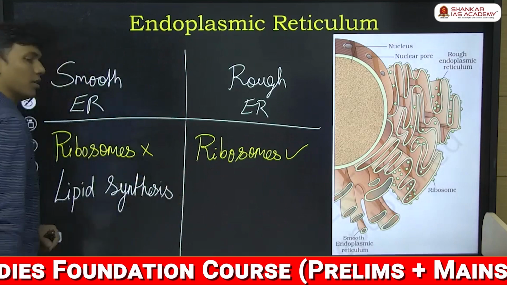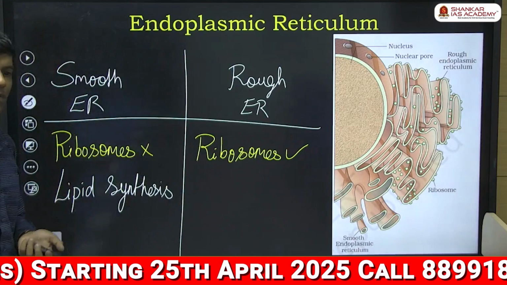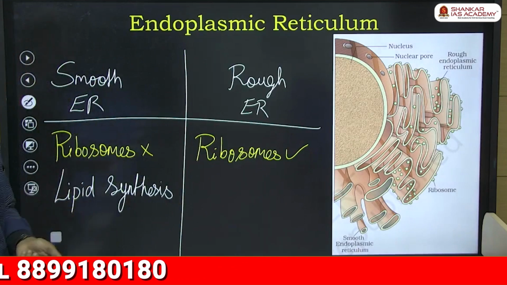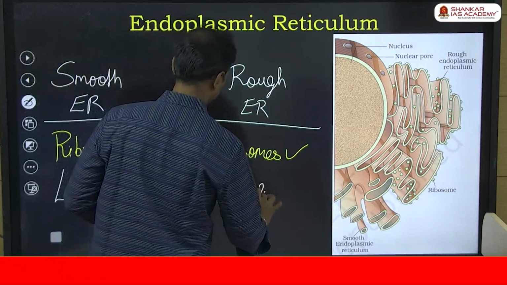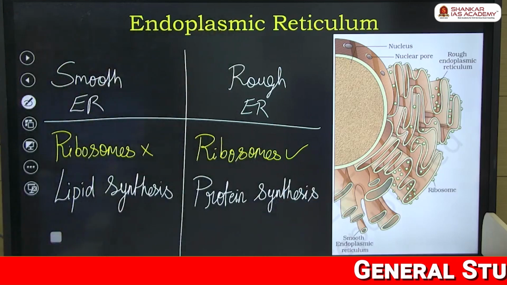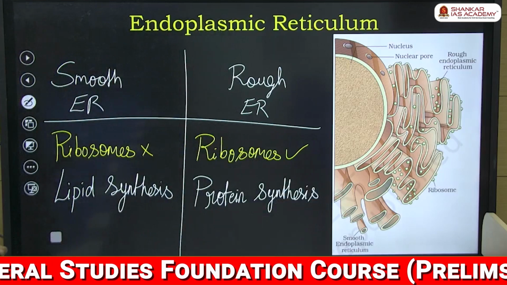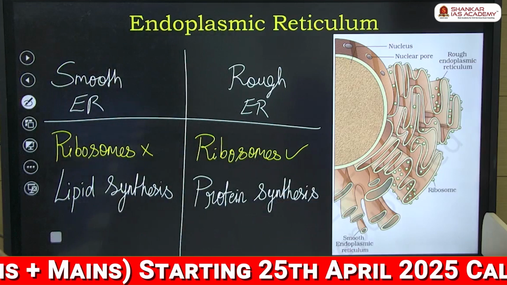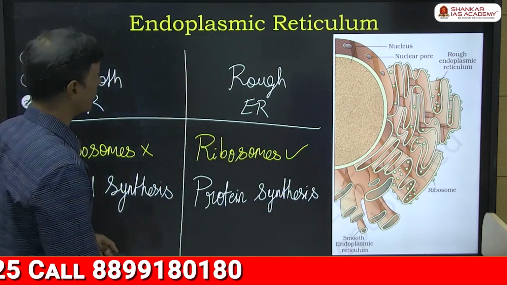When we say lipid synthesis, fat, all these fall under lipid synthesis. Butter, for example, is rich in lipids. So lipid synthesis includes fat, cholesterol, and everything. It's guided by smooth endoplasmic reticulum. Coming to rough endoplasmic reticulum, it's related to protein synthesis. Out of this, again, close the tabular column. We completed two types of endoplasmic reticulum.